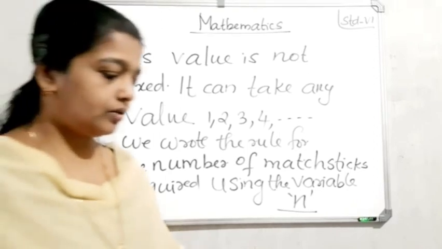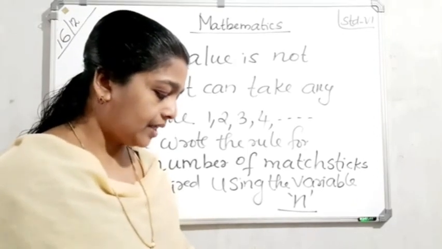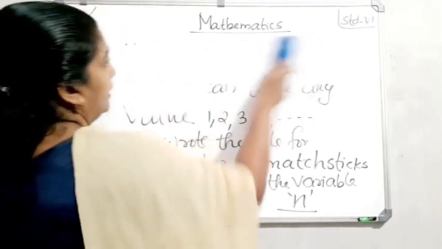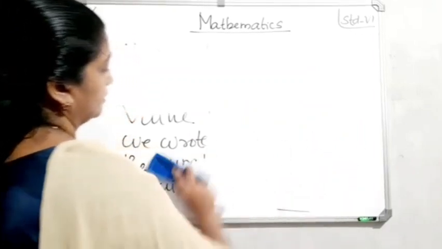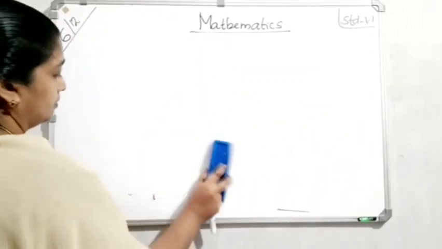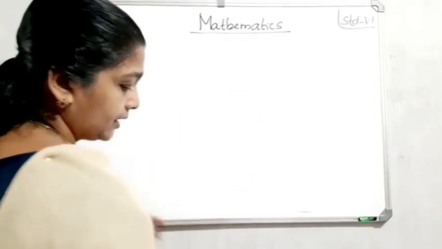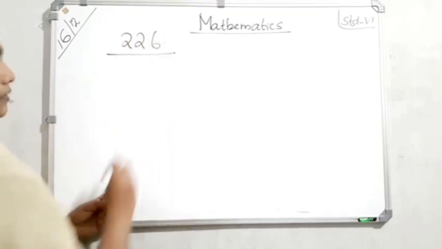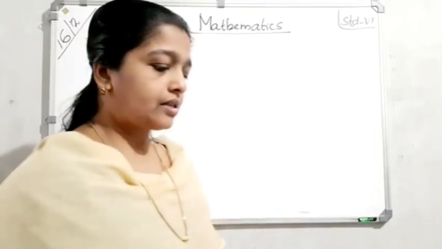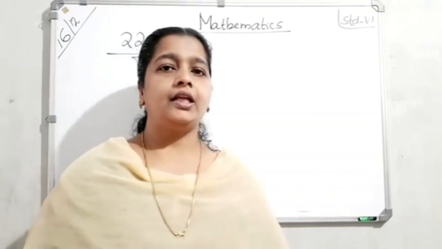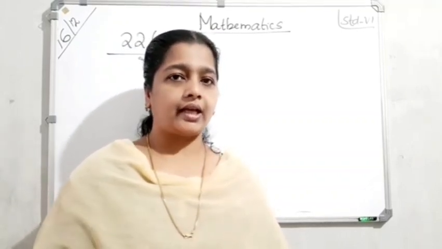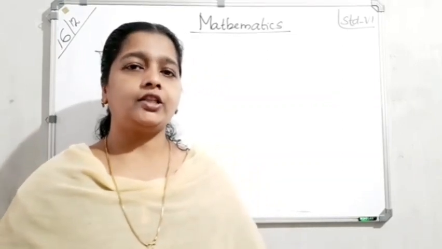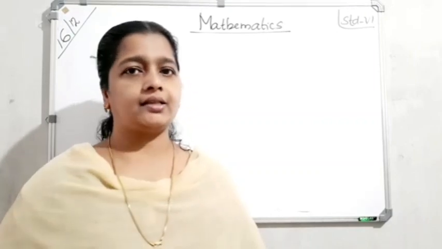So we can do the question. Page number 226. All of you open your textbook. Page number 226. First I will explain. Then you want to write the answer in your textbook. Then after that I will say how many questions you want to write in your notebook. Those questions only write. Clear?